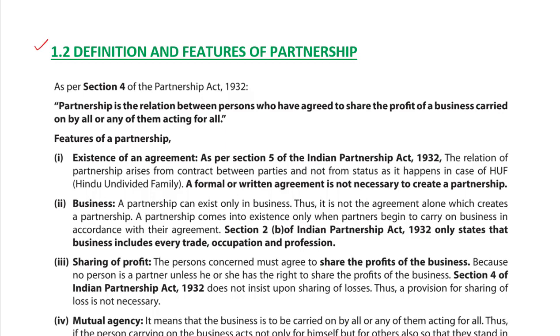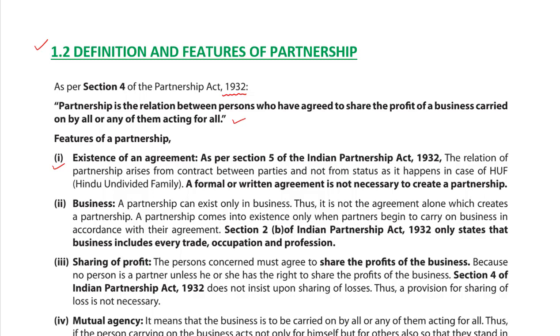Definition and features of partnership. As per section 4 of Indian Partnership Act 1932, partnership is the relation between persons who have agreed to share the profits of a business carried on by all or any of them acting for all. Features of partnership. First, existence of an agreement as per section 5 of the Indian Partnership Act 1932.